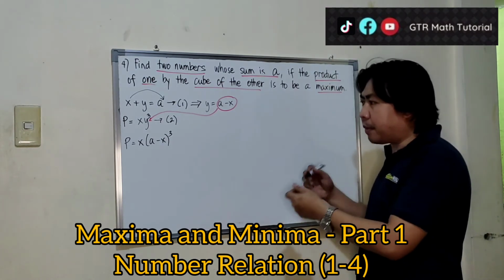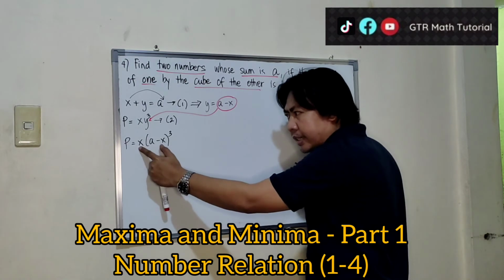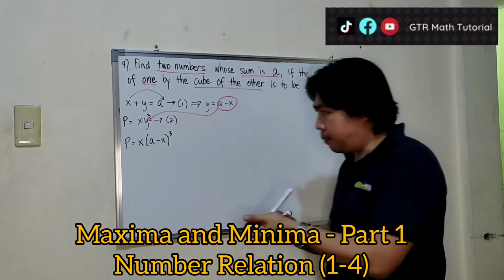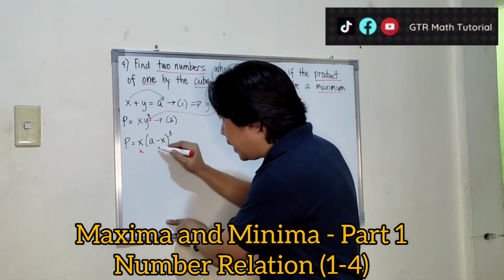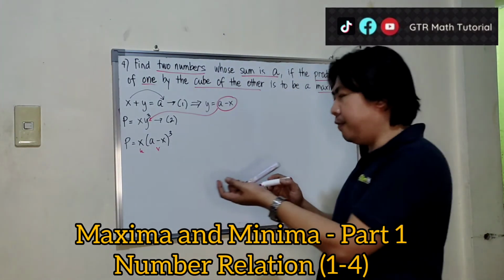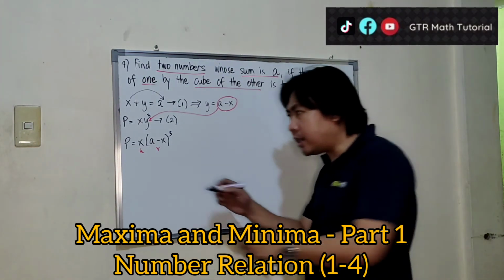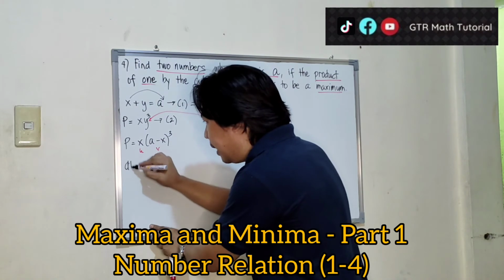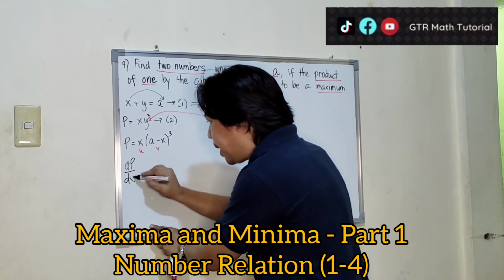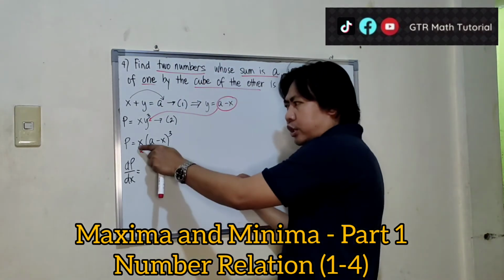So apply the product rule. This is our u and this is v. So ito yung u natin, then ito yung v natin. V is a minus x cubed. So apply the product rule. Therefore we have the derivative of p with respect to x is equal to, so just copy the first.